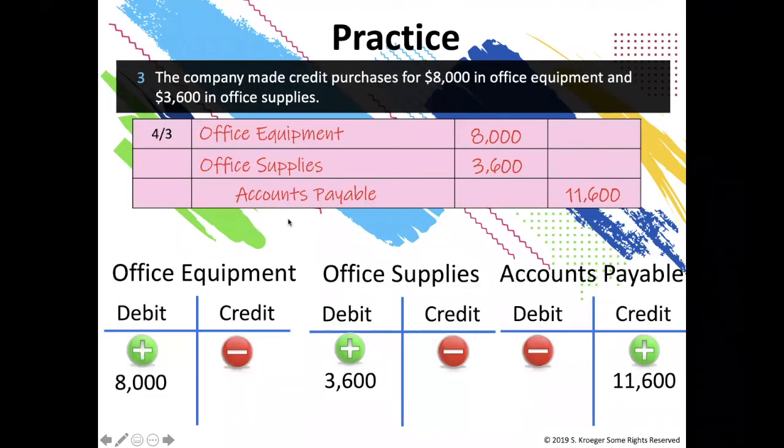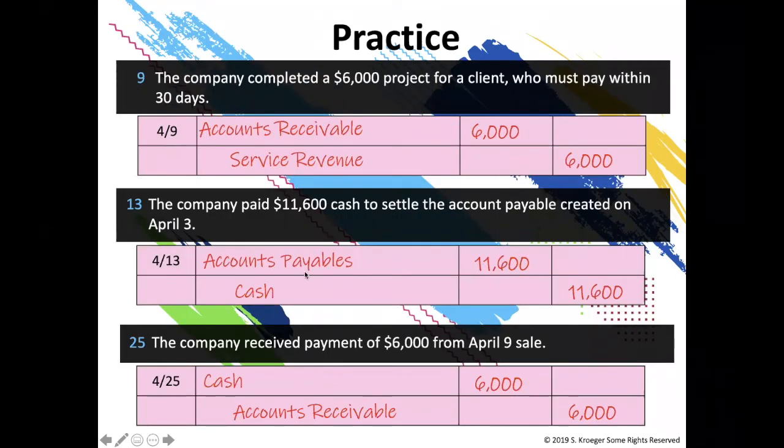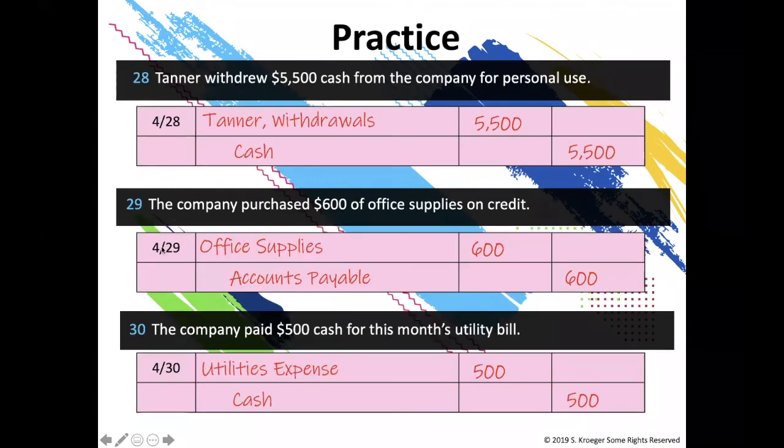Our first accounts payable entry was on the 3rd. It was a credit of $11,600. On the 13th, we have accounts payable as a debit for 11,600. And finally, on the 29th, we have accounts payable as a credit for 600. We need to put these three entries into the accounts payable ledger now.